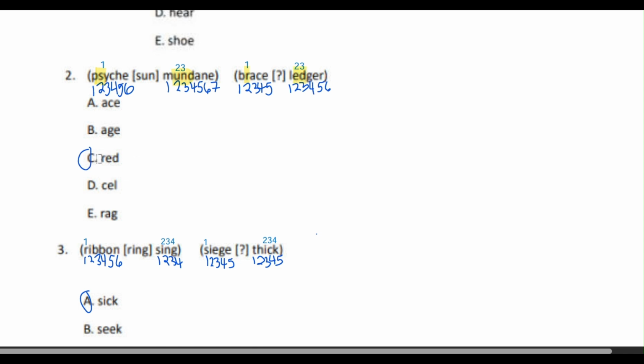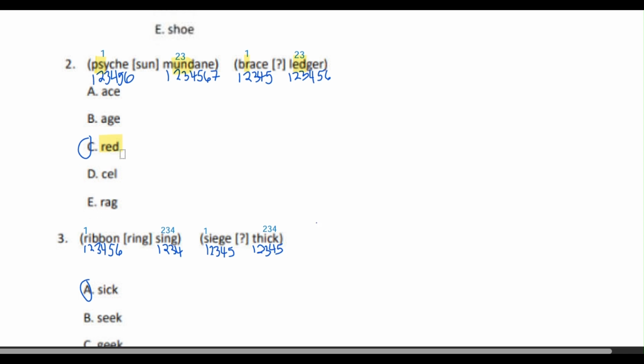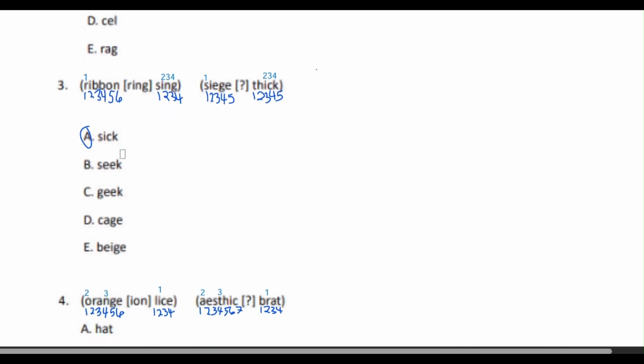The letter R is in brace, and the letters E and D are in ledger. That fits the pattern perfectly. The other options don't follow the same rule of taking one letter from the first word and two from the second. Moving on to question number 3.